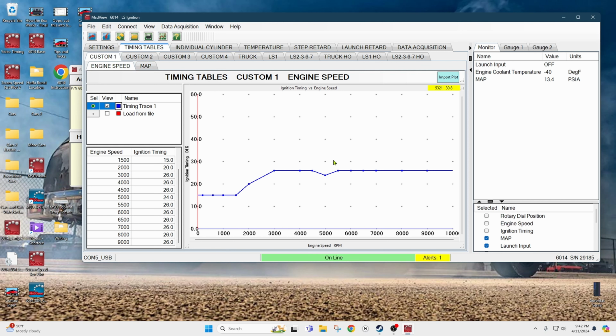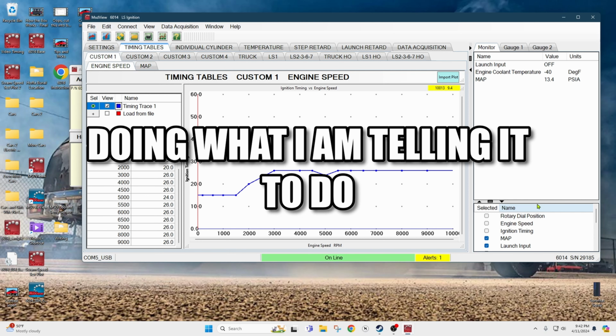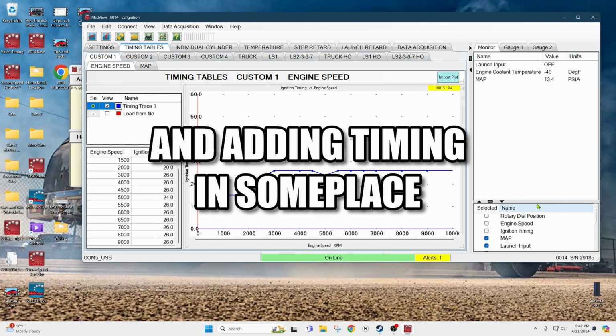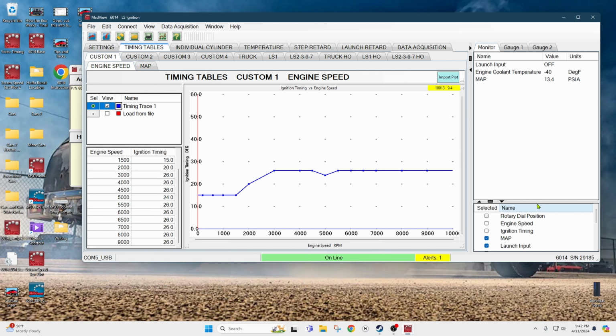Do you really want to look at a table and think, okay, I'm pulling 2, I'm adding 1, I've got all kinds of modifiers to what this table is? No, I want to look at this table and see it had 19 last time and now it has 20. And I know that's what the timing is going to be going down the track. I don't want the computer doing what I'm telling it to do and adding timing in some place that I've forgotten about because I haven't had anything to drink for an hour. So, something to keep in mind.